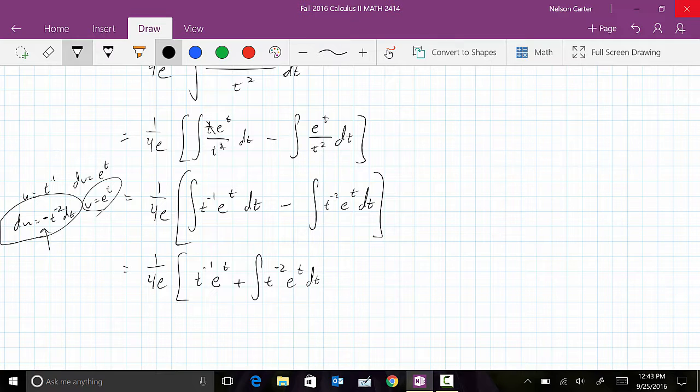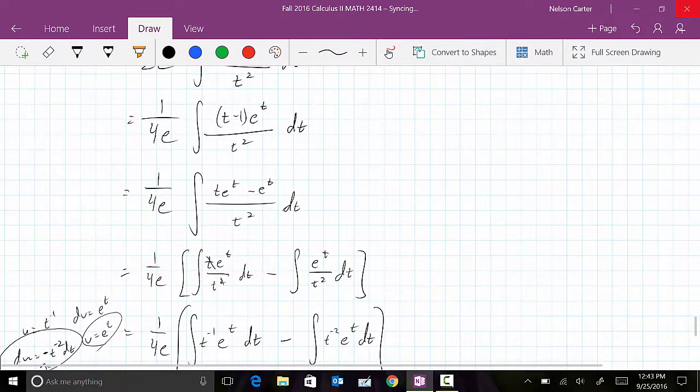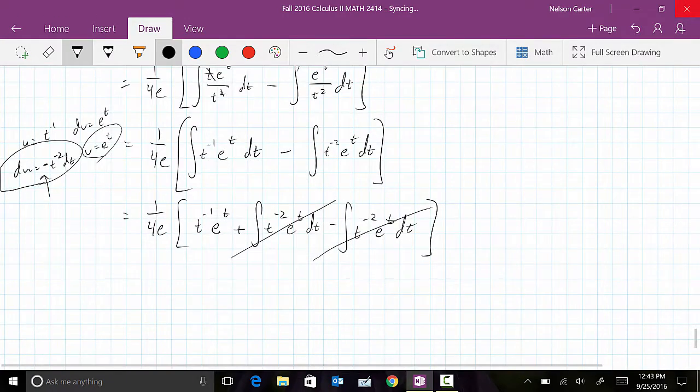And then here's what's interesting. This integral, if I just recopy that here, then this is now minus the integral of t to the power negative 2 e to the power t dt. Well, now this and this are just going to add together to get nothing, and we're done. That's weird. I've never heard of that happen before, ever. I'm very surprised right now.